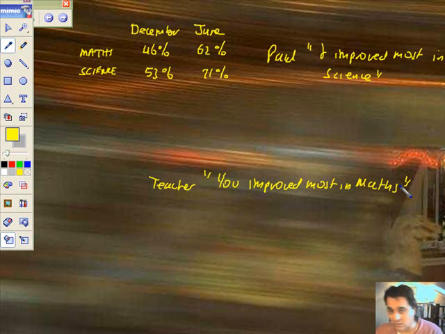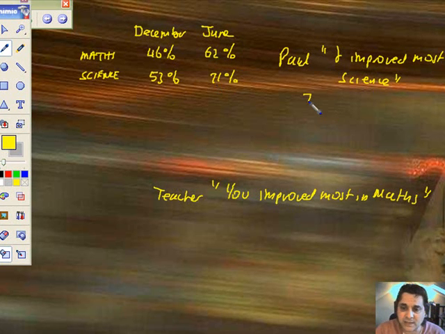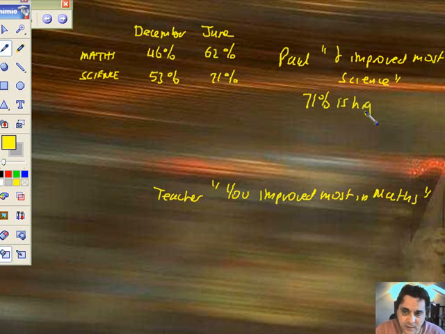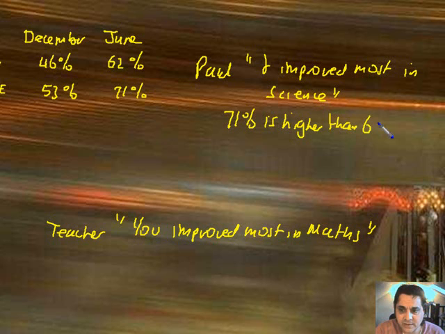Well, Paul is definitely wrong and his teacher is definitely right, but let me just prove it to you. How did Paul decide he improved most in science? Very simple. He saw his 71% in science and said 71% is better than my 62% in maths. So this is what Paul said. 71% is higher than 62%. That's what he said.